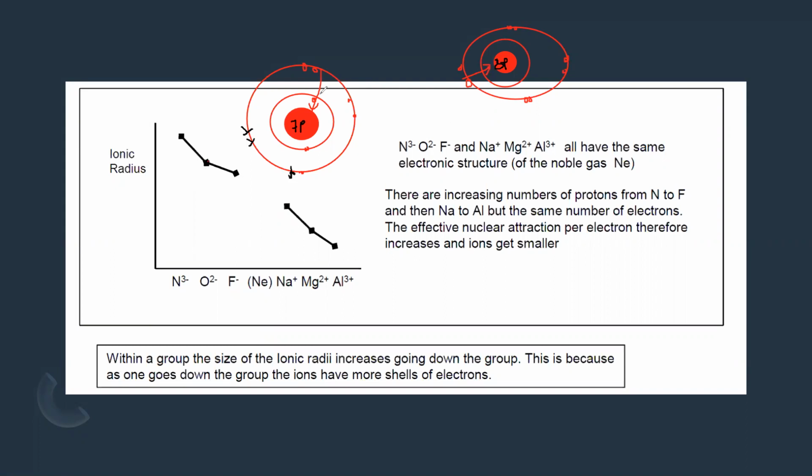Is it clear, this part? And about sodium, magnesium, and aluminum, what happened? Metals tend to lose electrons. So sodium, magnesium, have a stronger nuclear charge and fewer electrons. So that's why there is greater attraction.